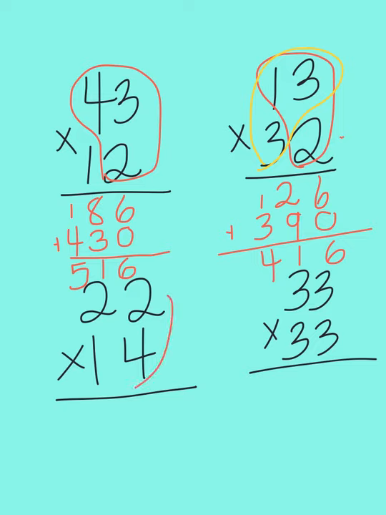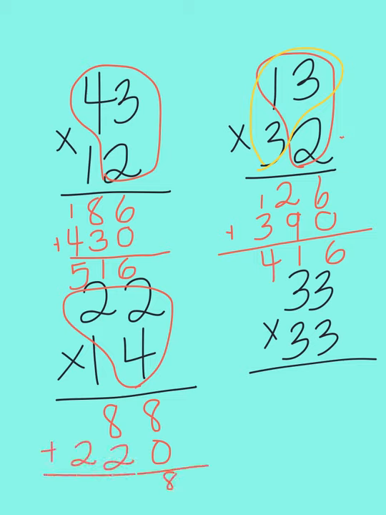Moving down here. 4 times 2 is 8. 4 times 2 is 8. Add my 0. 1 times 2 is 2. 1 times 2 is 2. 308. Lastly, lots of 3's here. How'd you do?